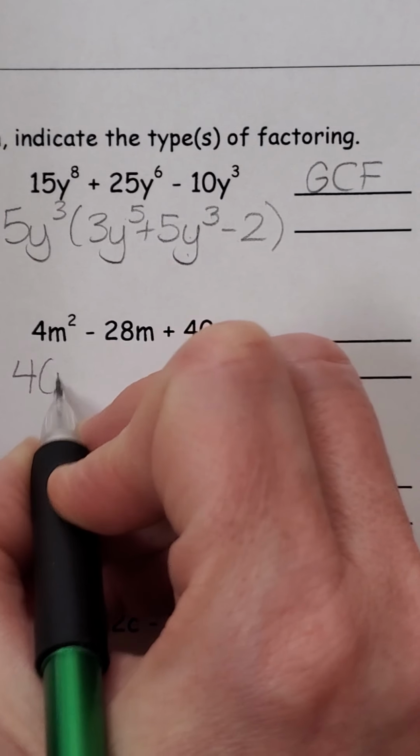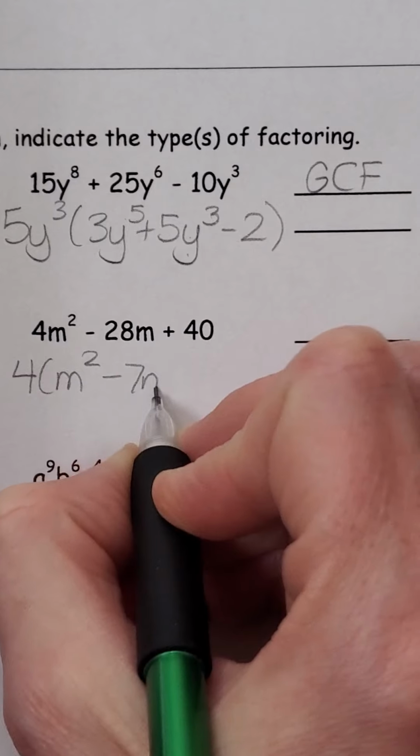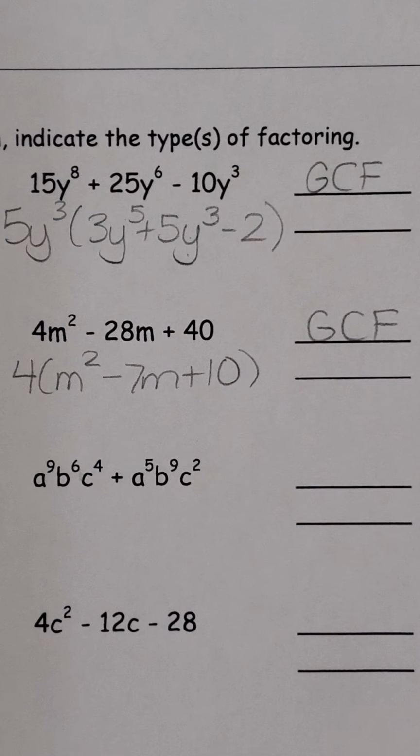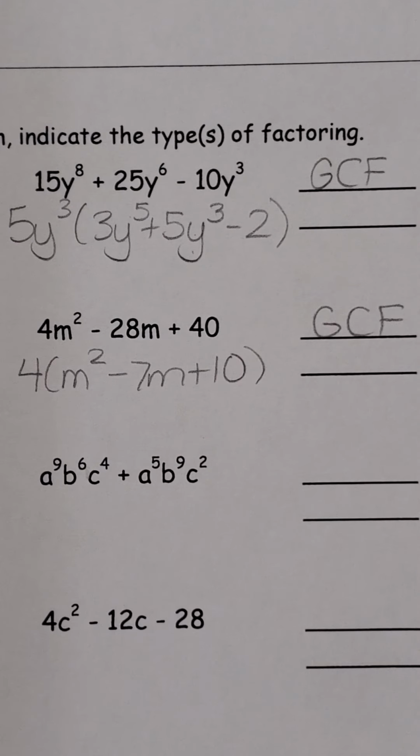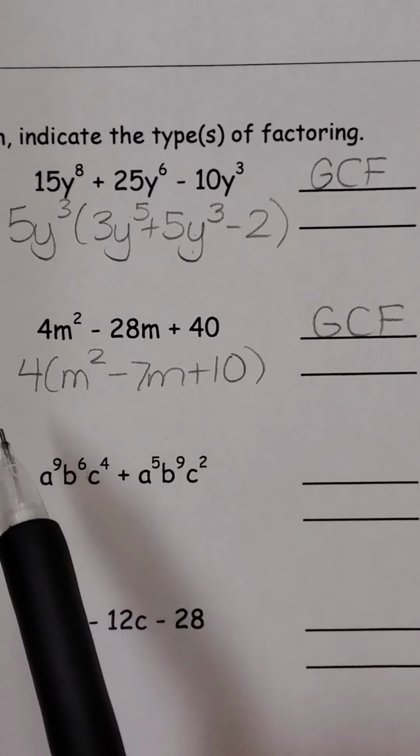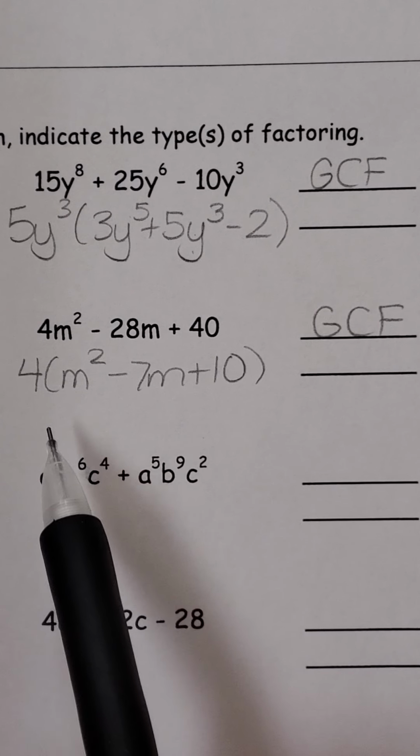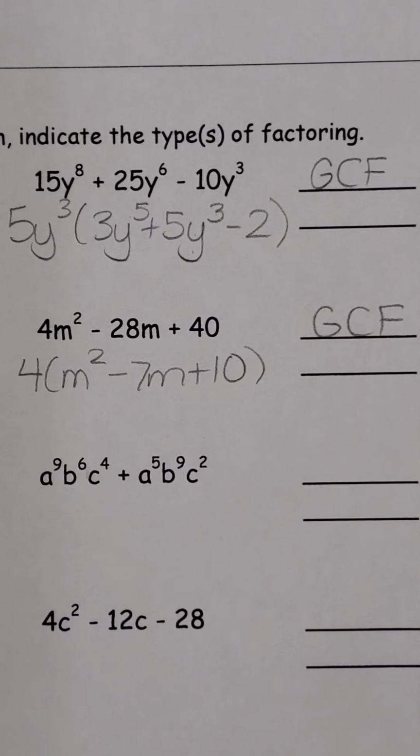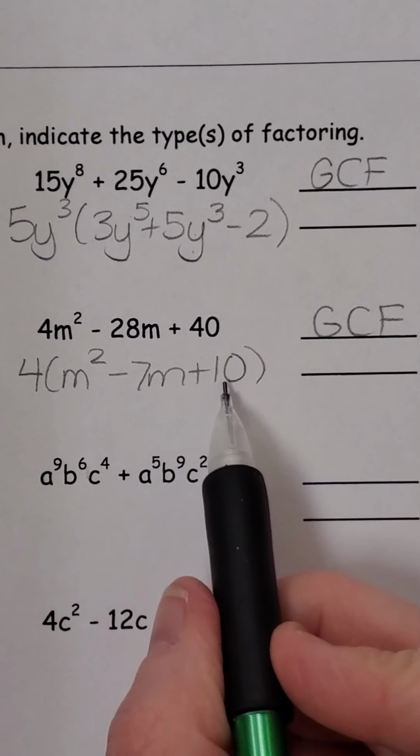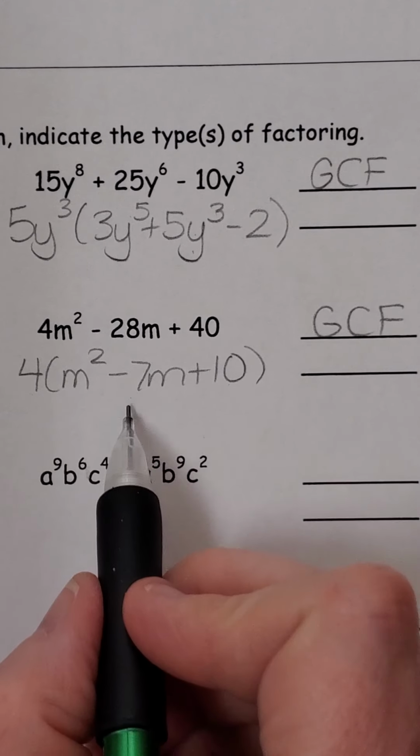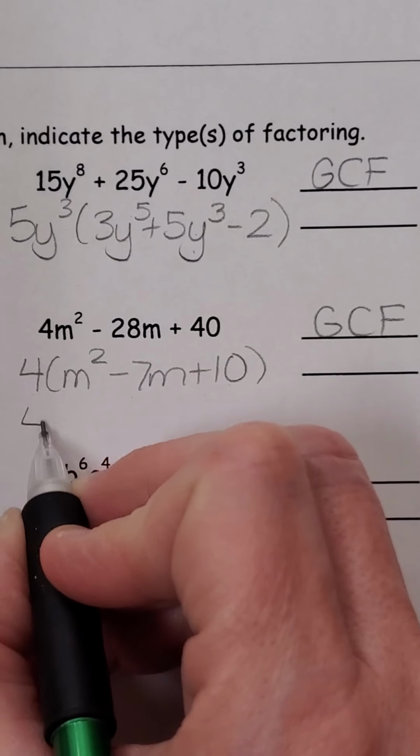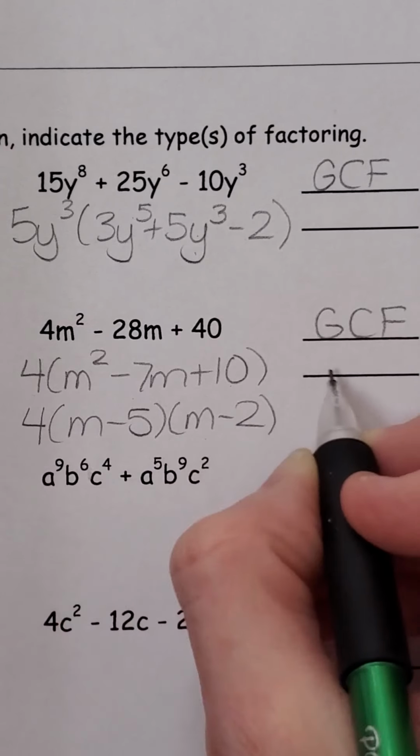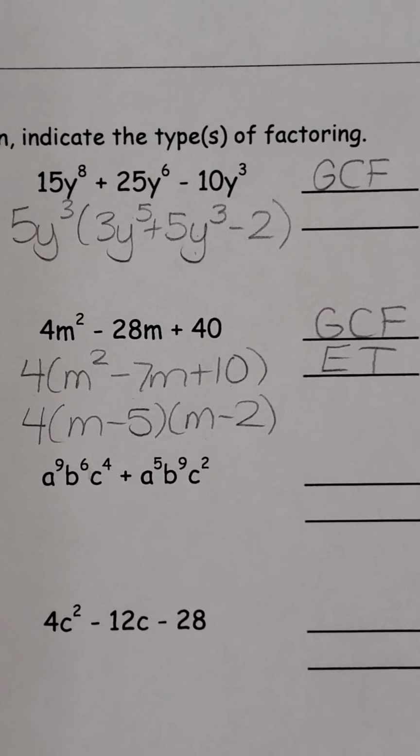GCF. Okay, can we keep going? So this one looks like it could be an ET. It's not a guaranteed ET unless it's by itself. So as long as it's factorable, it's possible that after you pull out this 4, it might look like it could be, but you may not be able to find any factors of this number that add up to this number. But when I look at it, I can see that we can. We bring down our GCF, m minus 5, m minus 2, and of course, it's both.